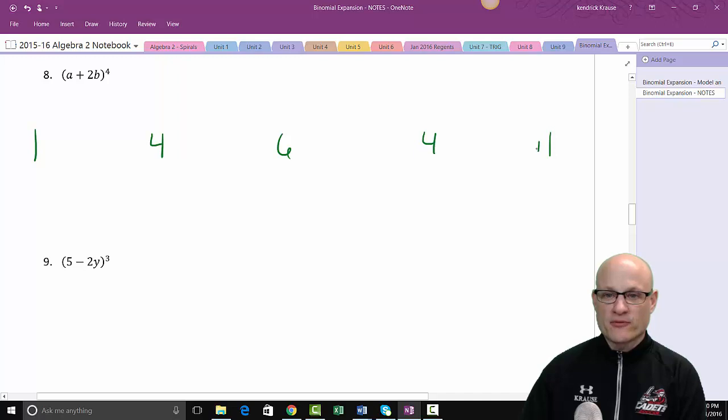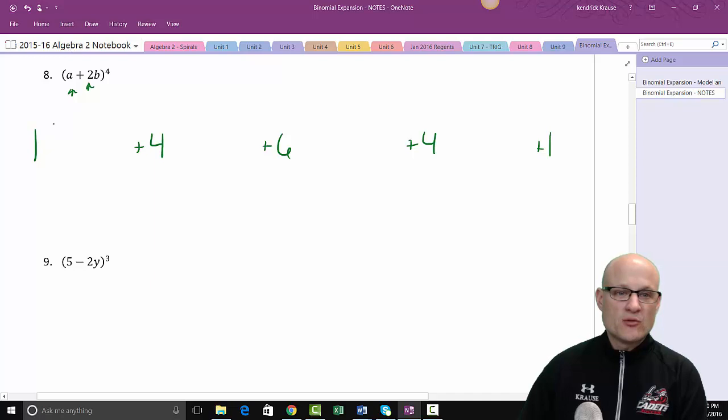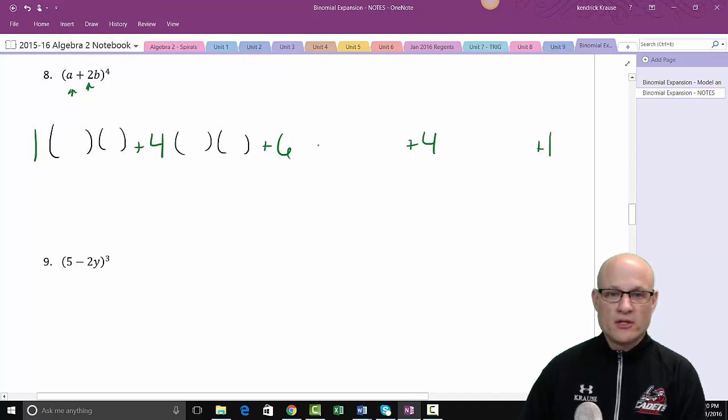And I'll put pluses in front. It really doesn't matter for now. It may be negatives, it may be positives. Since these are both positive, it'll all be positive anyway. Let me get my parentheses. Parentheses help, especially when you're dealing with negatives. You should always sub in using parentheses.